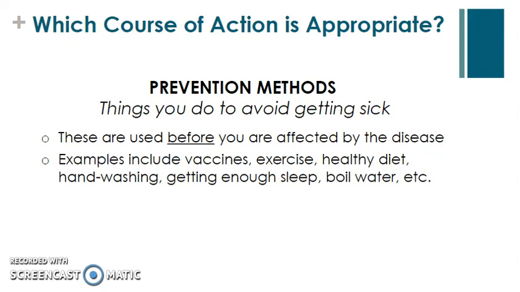So these are the prevention methods that you would do before you're affected by the disease, to prevent them from happening. Examples that you could use would be vaccines, which we'll get more into later in the unit, exercise, a healthy diet, hand washing, getting enough sleep, boiling water to kill things that might be in the water that could infect you. So to keep yourself from getting sick, these are all tactics, and you would call those prevention methods, and they take place before you get sick.